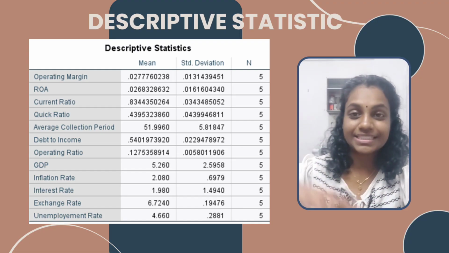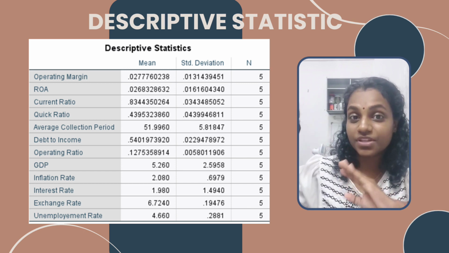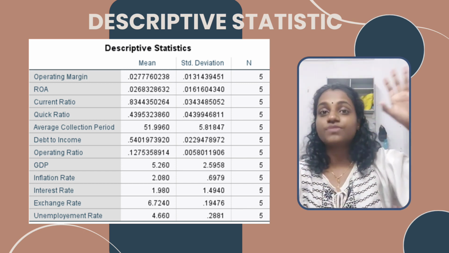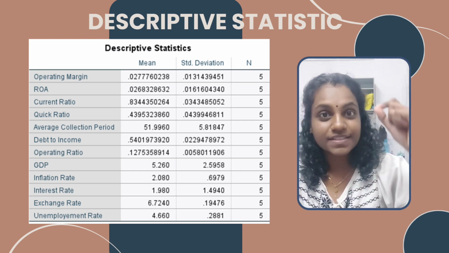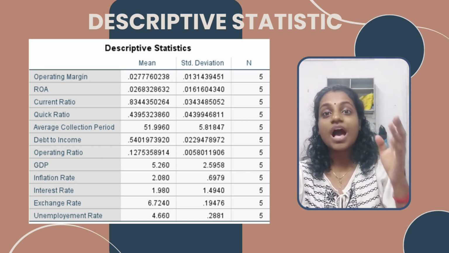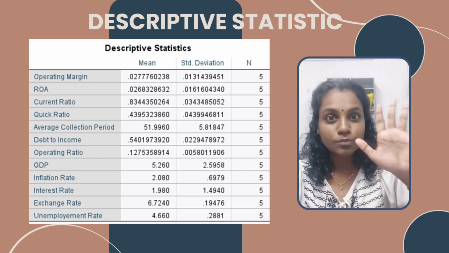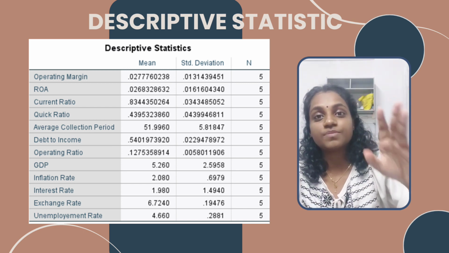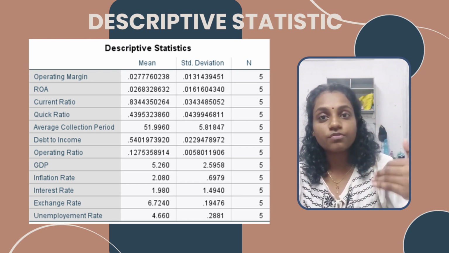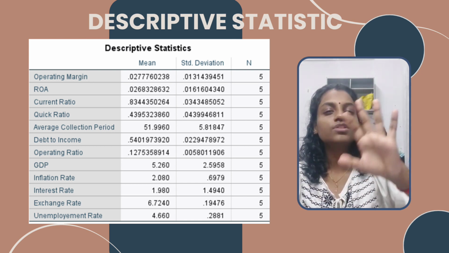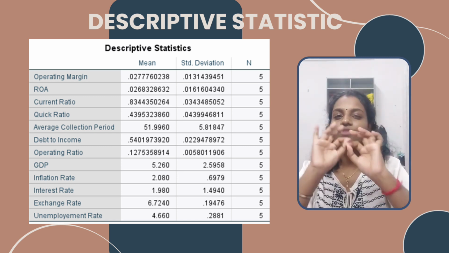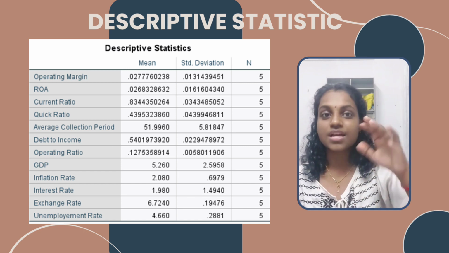Let's explain the analysis. This here is a descriptive statistics table of Lenovo Group Limited. In Lenovo's financial landscape, key highlights include a mean operating margin of 2.78%, underscoring the need for consistent monitoring and operational risk management strategies. The impressive current ratio of 83.44% reflects strong short-term liquidity, albeit with some variability, urging vigilant oversight.